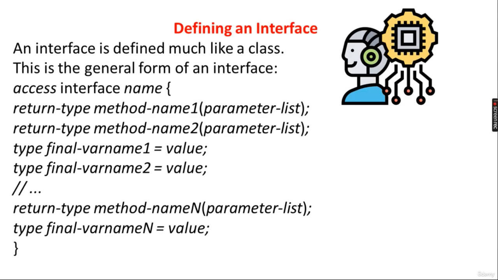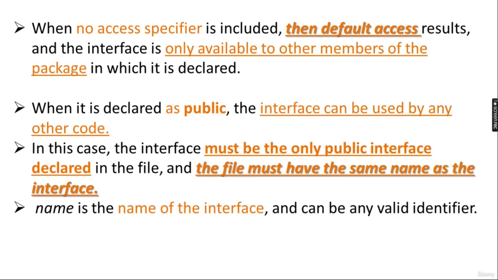Defining an interface. How to define? Just remember it. It is much like a class. This is the general form of an interface. Access specifier, interface name. You need not write the complete thing. Here you are free to write access specifier, interface, and its name. Return type, method name, parameter list; return type, method name, parameter list. Type final variable name equal to value. Type final variable name is equal to value.